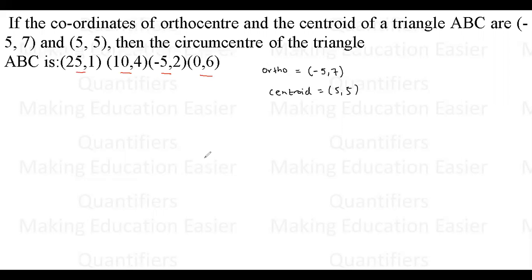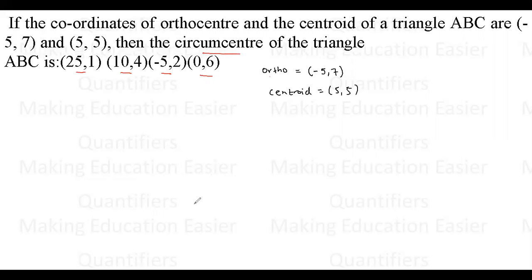So first of all, students, you should be aware of all the concepts. What is orthocenter? जहाँ सारे altitudes meet करेंगे. Where all the altitudes will meet, that point is known as orthocenter. And where all the medians will meet, that point is known as centroid. ठीक है? Orthocenter जहाँ altitudes meet करेंगे and centroid जहाँ medians meet करेंगे. So now they are asking about the circumcenter.